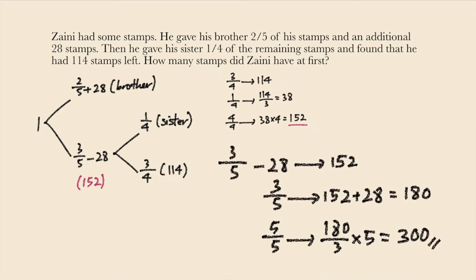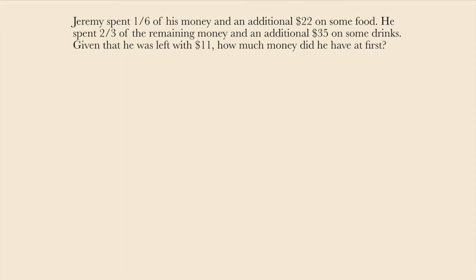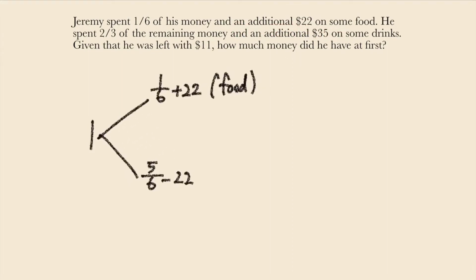So 3/5 minus 28 is 152. Bring that negative 28 over, plus 28. Next, Zaini at first, which means we're interested in the 1 whole, 5 over 5. So just divide by 3 to find 1 unit, then times 5 to get 5 over 5. 300. Jeremy spent 1/6 of his money and additional $22 on some food.